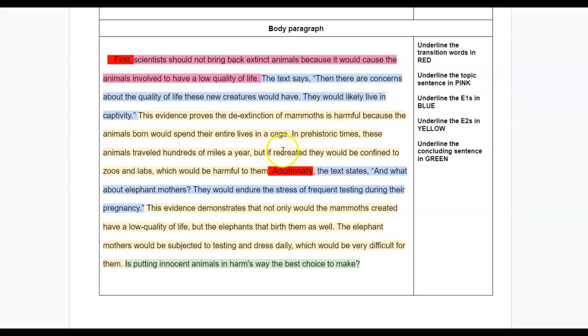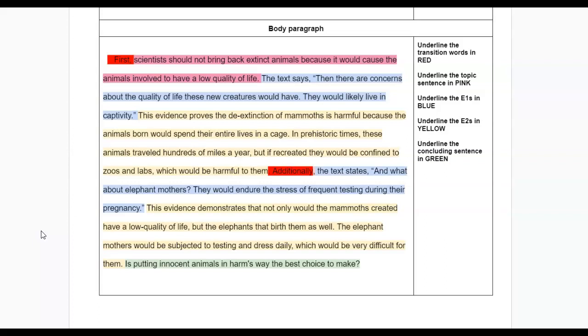Between our first E1 and E2, we're going to have an internal transition. I use the word additionally. You're going to underline that in red. The text states, "what about elephant mothers? They would endure the stress of frequent testing during their pregnancy." Again, a good sentence starter, quotation marks, I cited that directly from the text. Now I'm going to explain that piece of evidence. This evidence demonstrates that not only would the mammoths created have a low quality of life, but the elephants that birth them as well. The elephant mothers would be subjected to testing and stress daily, which would be very difficult for them.